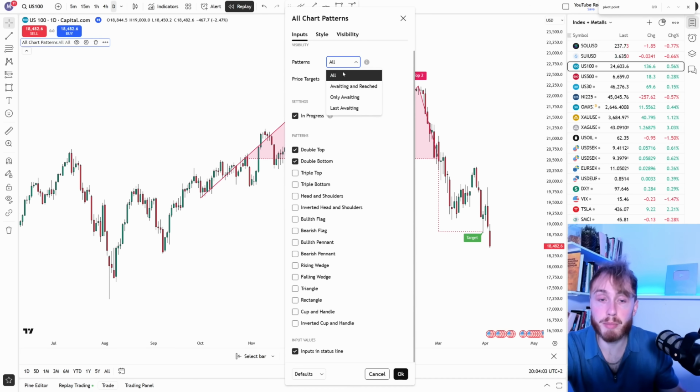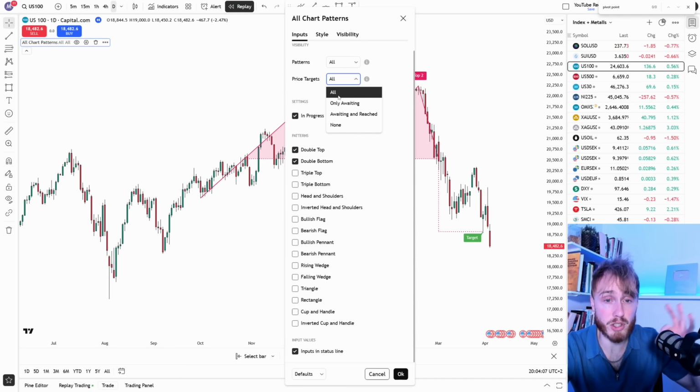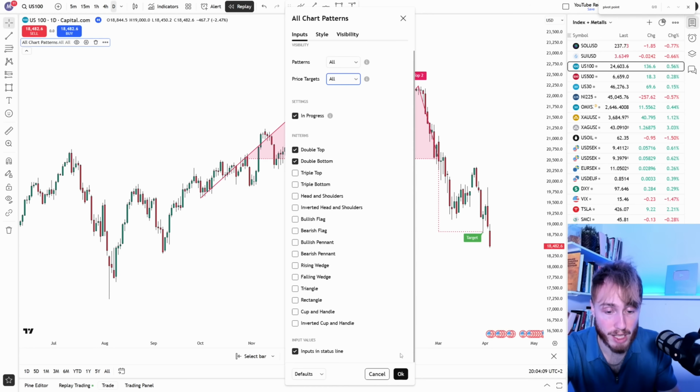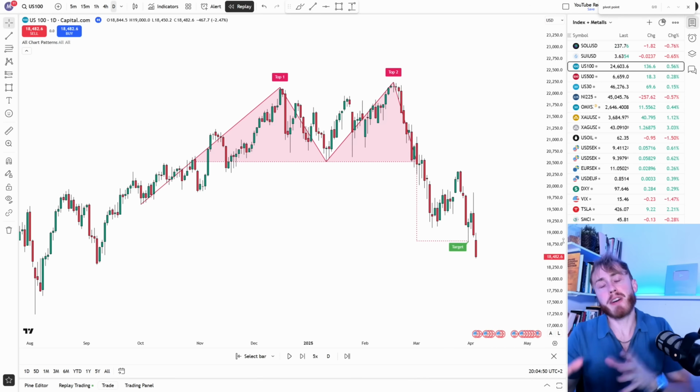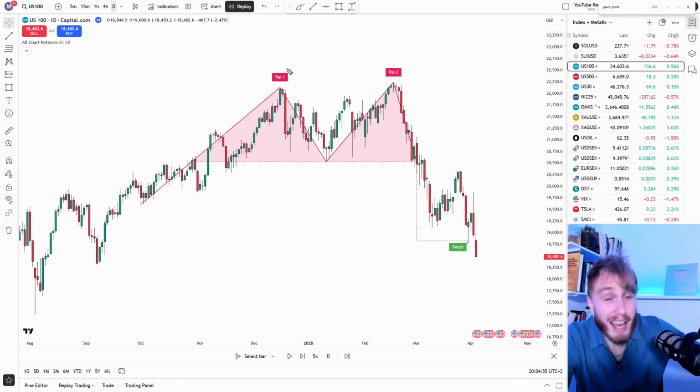And to keep this very simple, I'm going to keep the patterns on. So I'm going to show all patterns, and I'm going to show all price targets as well. Now we're ready to go down here and press OK. So now finding these patterns on your own is super simple, and you can trade them.